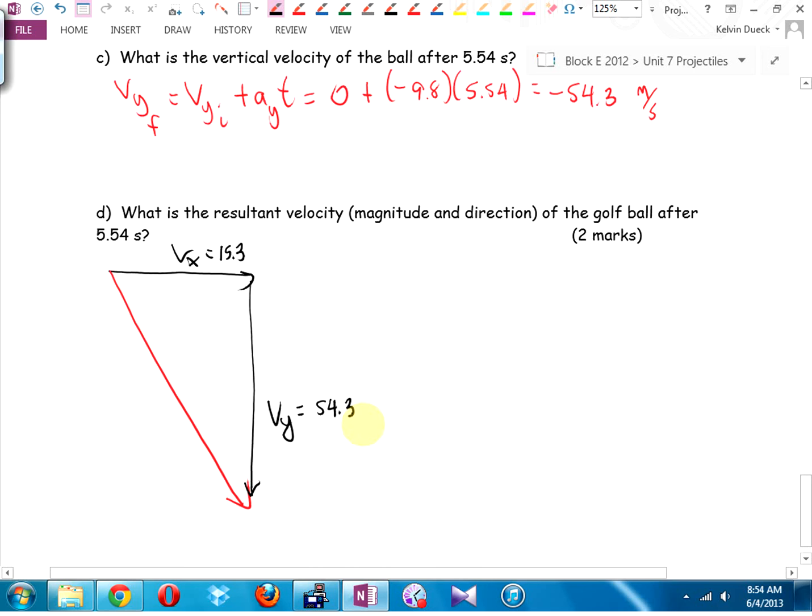Nathan, what happened to the negative in front of the 54.3? I got an arrow. That's not, yeah, here you go. I can find the magnitude with Pythagoras. I'll call this V, how about R for resultant?